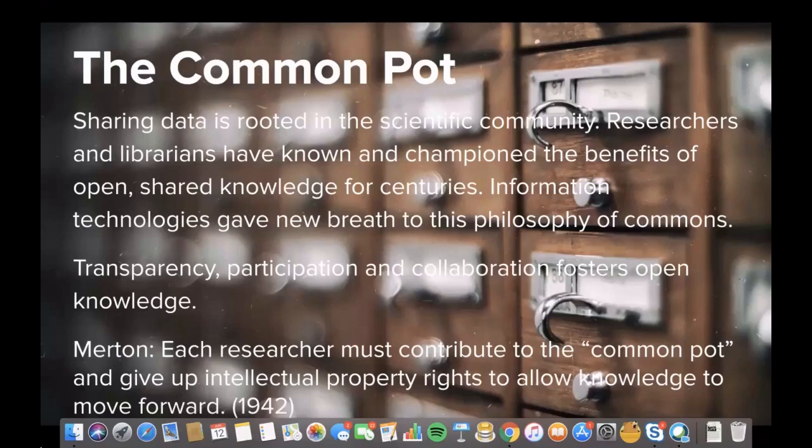So Merton, there's a quote from Merton that says essentially each researcher must contribute to the common pot and give up intellectual property rights to allow knowledge to move forward. So the encounter between the scientific idea and the ideals of free software and open source shaped open data as we know it today. So how are we doing?